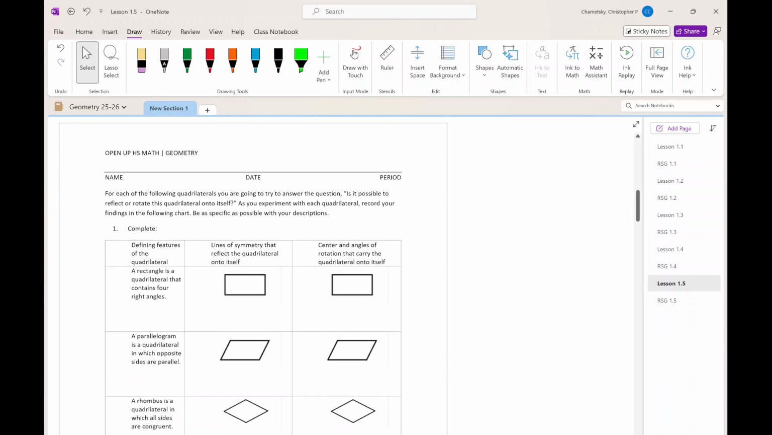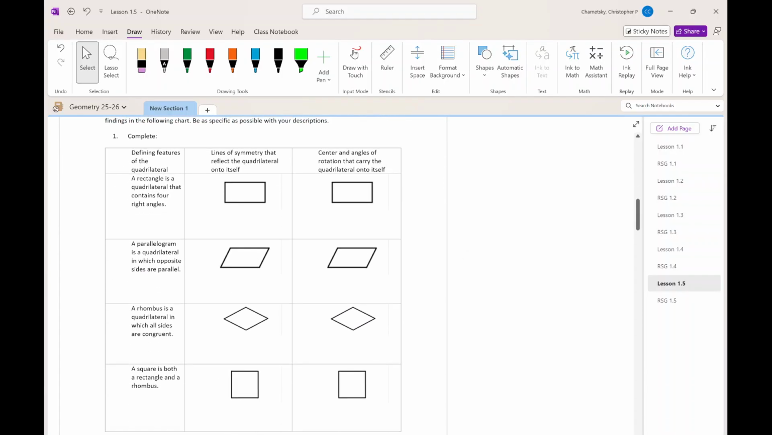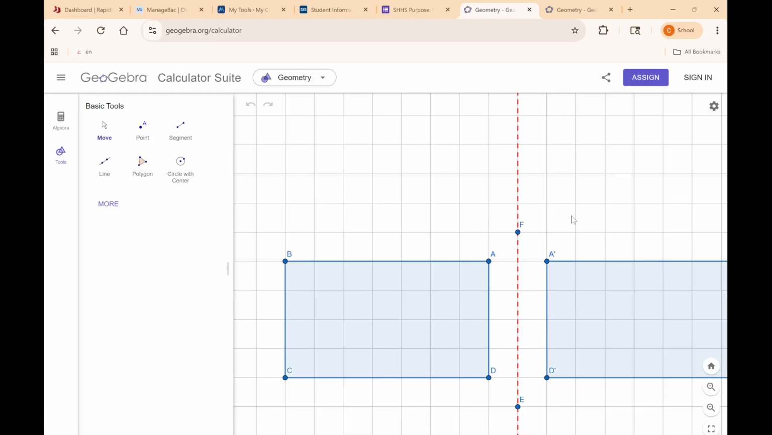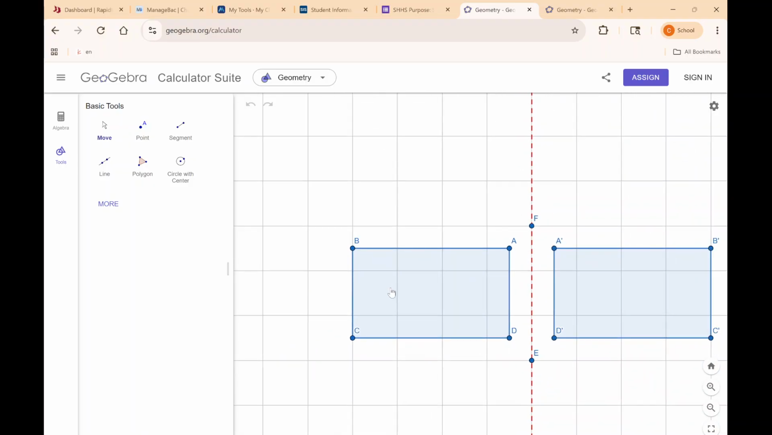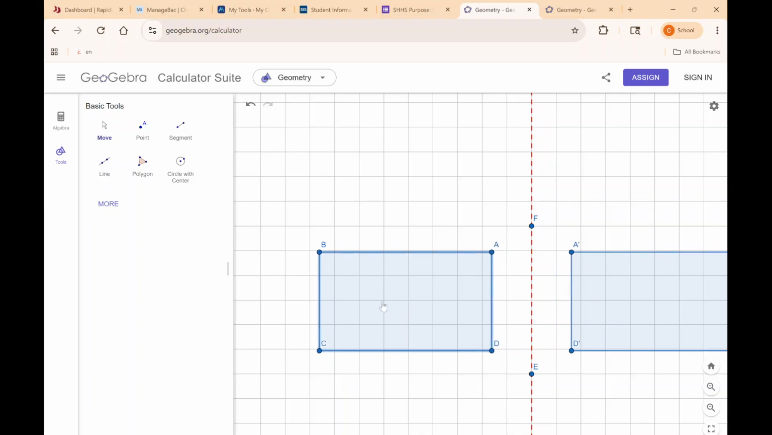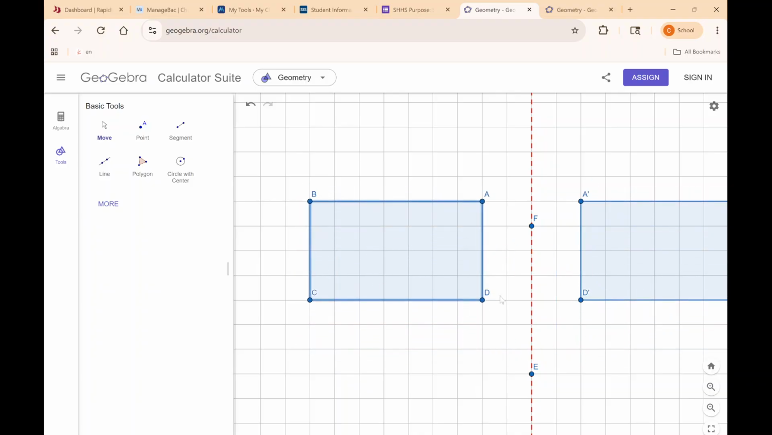So for each of these shapes here, we're going to talk about lines of symmetry that reflect the quadrilateral onto itself, and then we're going to talk about rotational symmetry. Now in class we can do this with patty paper, but to help us out in this video, I'm going to use some GeoGebra models here, okay? Now what I have in this GeoGebra model is a rectangle or a quadrilateral here, which we'll change the shape of. And then this red dashed line is a line of reflection. So if I move this guy, our reflection will show that, okay?